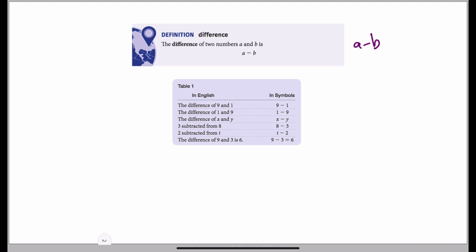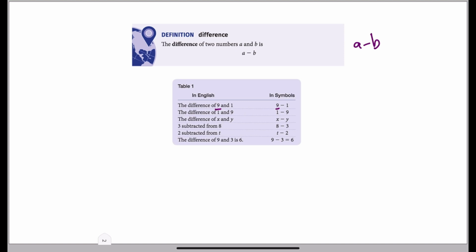Just like the result of addition is called a sum, the result of subtraction is called a difference. And there are some reasons why, and we'll think about those in just a second. In English words, you could say something like the difference of 9 and 1. The word difference lets you know that you're going to be subtracting, and then the order tells you the order in which they come. If the 9 comes first, then it goes first in the symbols, just like it comes first in the sentence. If the 1 comes first, then it goes first. The difference of x and y is x minus y.